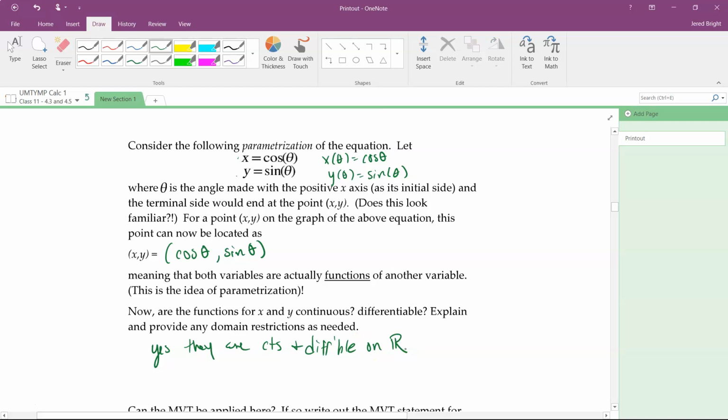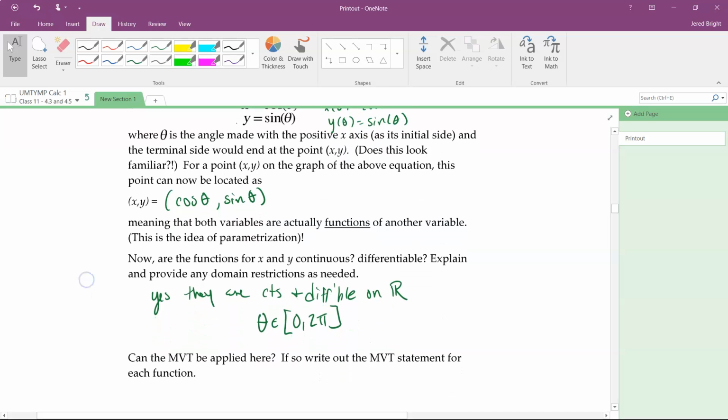The only thing we need to do, when we introduce a parameter, is introduce the domain or the restriction on it. So I'm just going to say theta is within the interval 0 to 2 pi, and that would give me the full rotation around the circle. Now we're thinking, can we use the MVT in this case? Because now we have a function, it's differentiable on a certain interval, and we have bounds for that. It should be able to work.